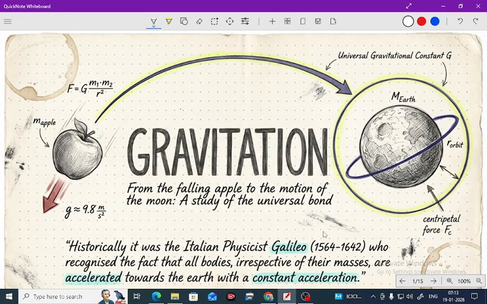Hello everyone, today we shall discuss gravitation. From the falling apple to the motion of the moon, a study of the universal bond.